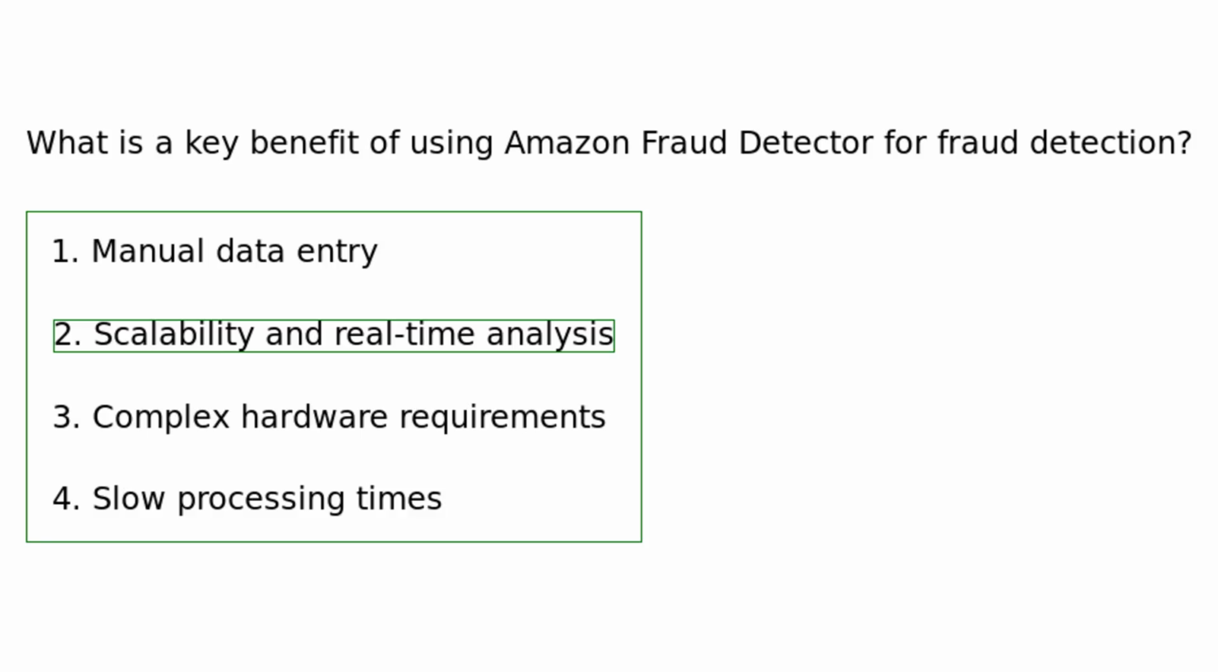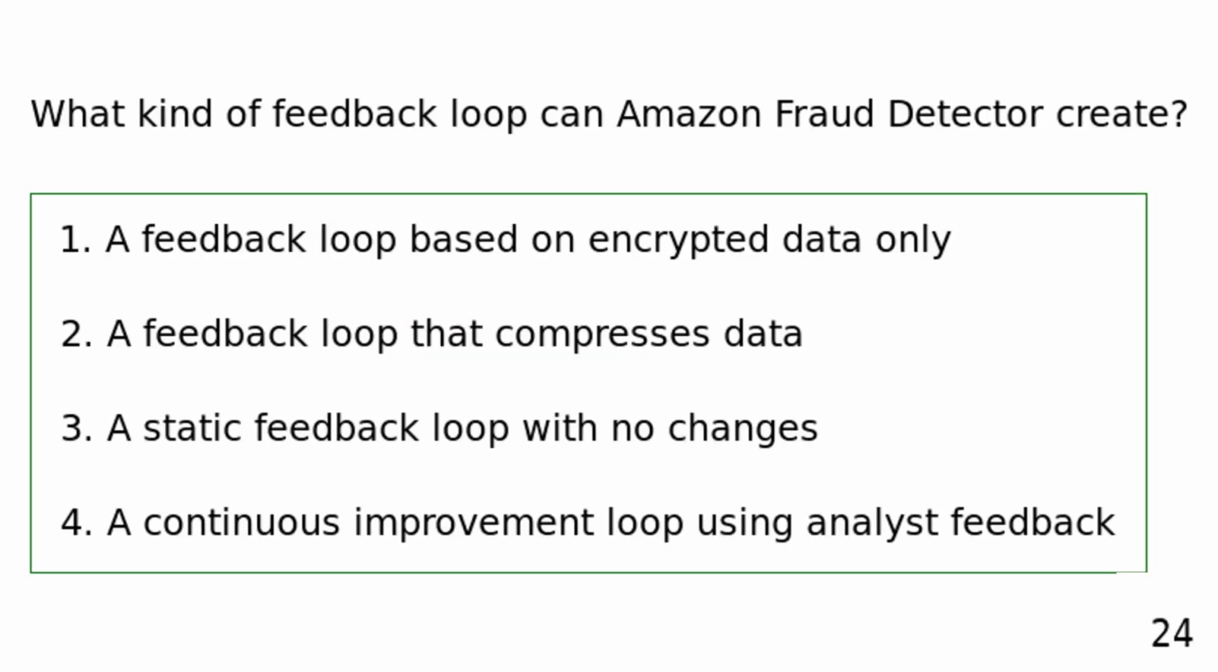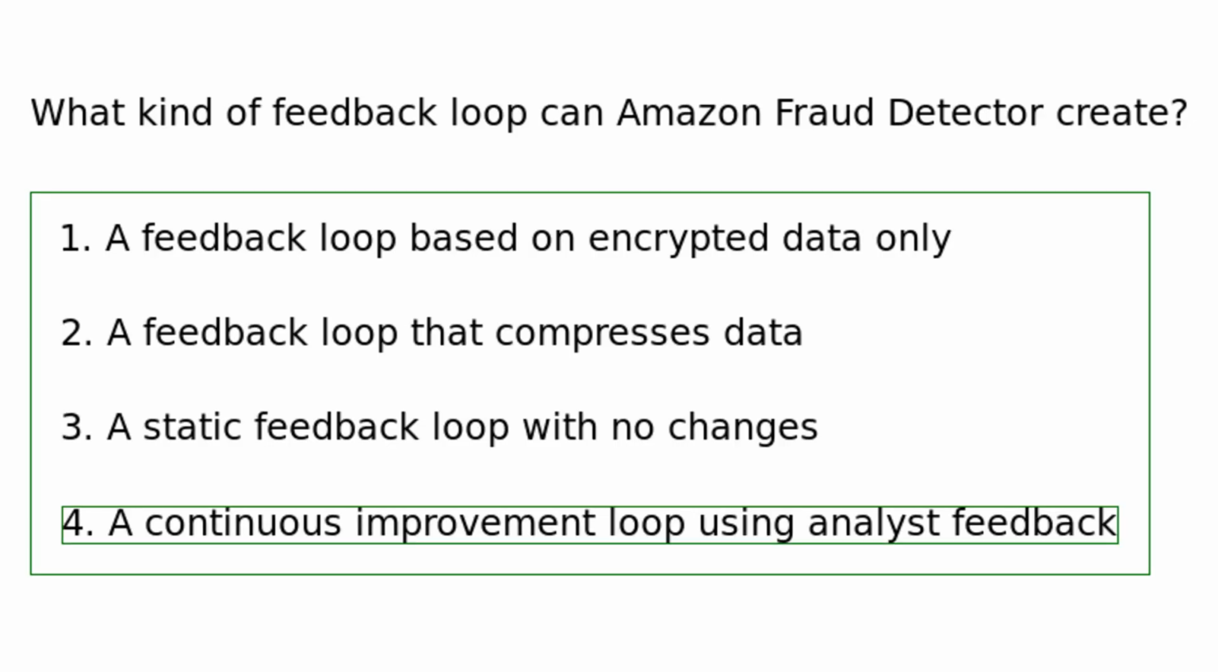and accurate results. What kind of feedback loop can Amazon Fraud Detector create? A feedback loop based on encrypted data only. A feedback loop that compresses data. A static feedback loop with no changes. A continuous improvement loop using analyst feedback. Amazon Fraud Detector can create a continuous improvement loop using feedback from fraud analysts to refine and improve models.